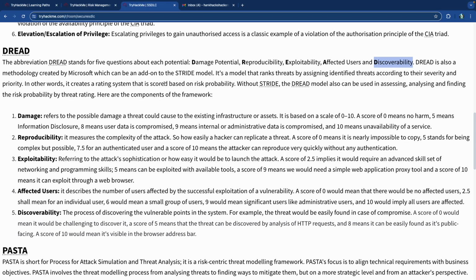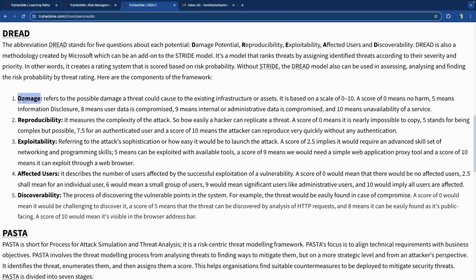It's also created by Microsoft, and it can be an add-on to the previous thing that we talked about, which is STRIDE. And it ranks threats by assigning identified threats according to their severity and priority. In other words, it creates a rating system, and it's score-based for the risk probability. So without STRIDE, DREAD can also be used in assessing and analyzing and finding the probability of the threat. And then these are the breakdowns of it.